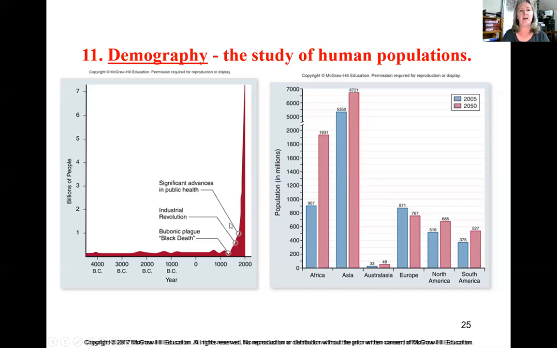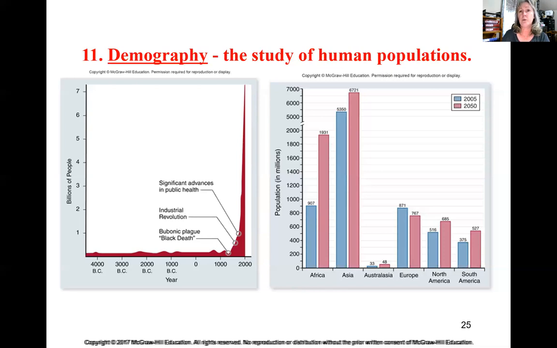populations. And so now, because people were living longer and there was plenty of food, more people were being born, so that drastically increased the population. If we look at demography too, it's the study of not only current populations, but what the populations are going to do in the future.